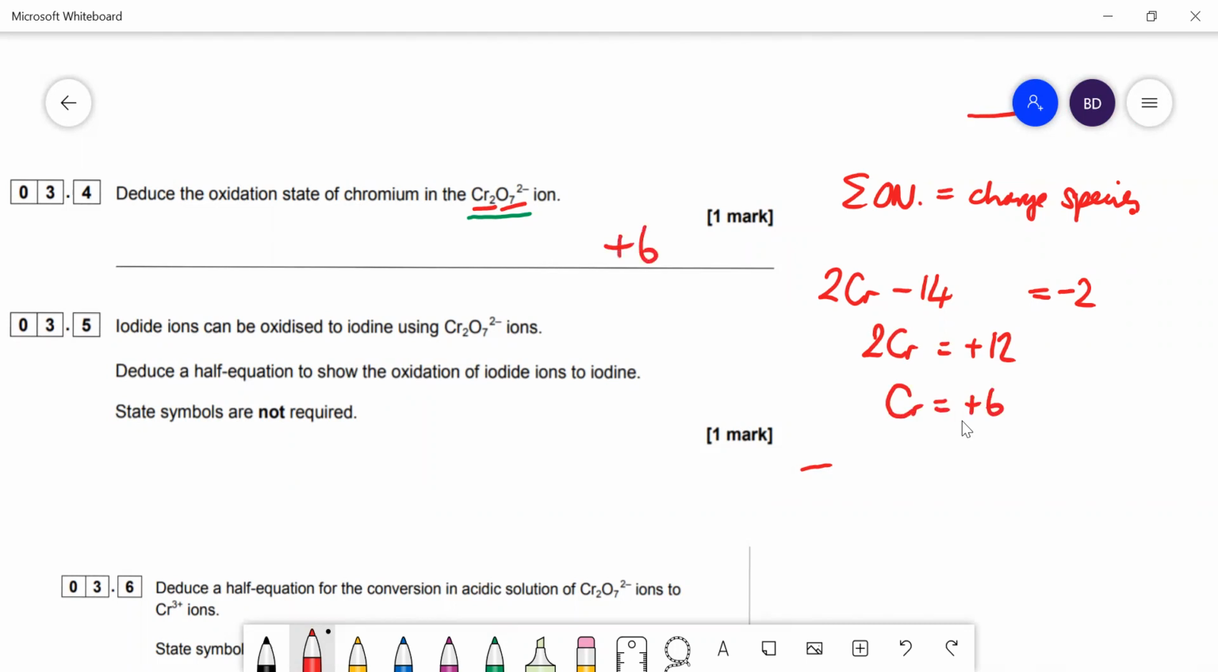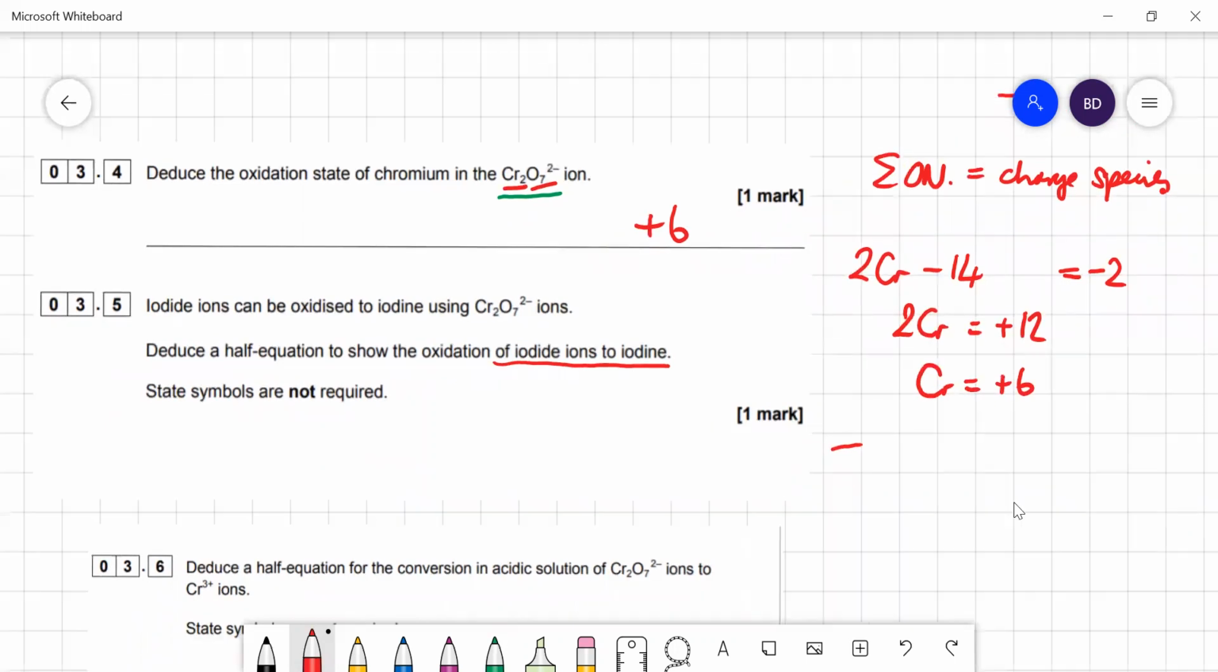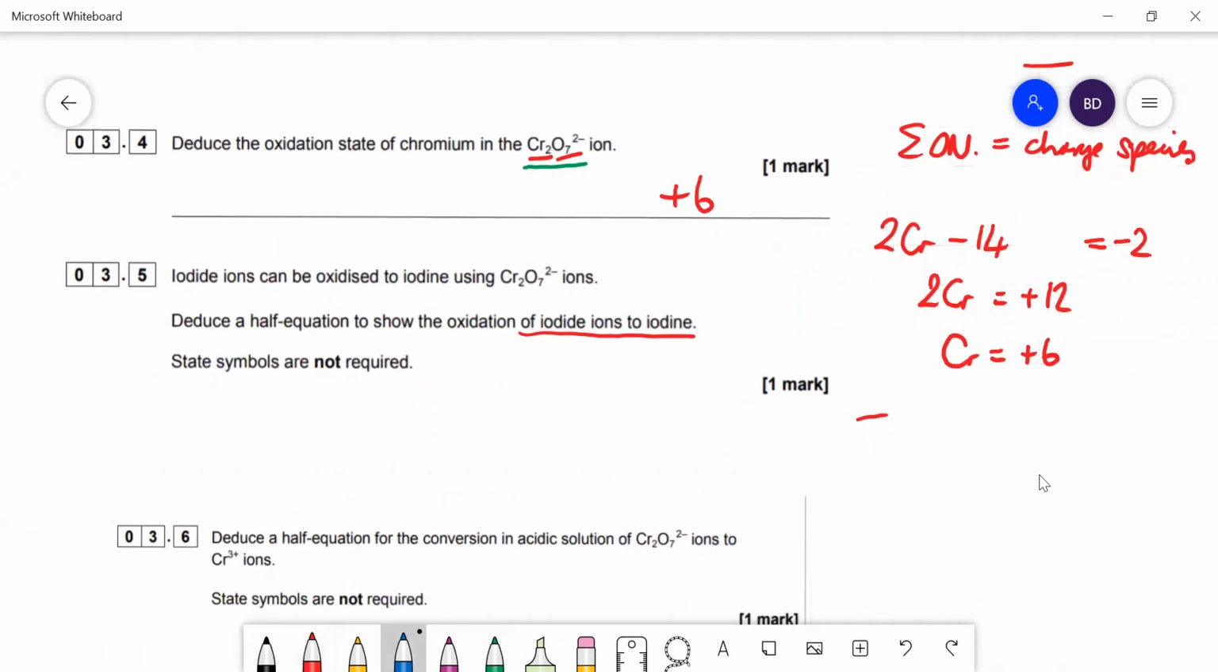Okay. Iodide ions can be oxidized to iodine. Deduce a half equation to show the oxidation of iodide ions to iodine. Okay, let's do that. So we've got iodide ions, I-. It's going to oxidize, you're going to remove an electron, turn it into I2. I'm going to double that to balance it. Now we need to balance for electrons. We've got 2 minuses on the left and 0 on the right, so we need to put 2 negative electrons on that side.